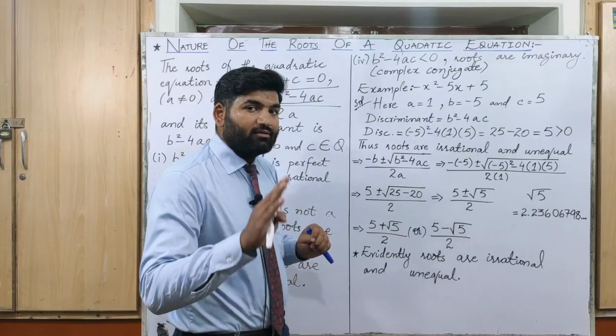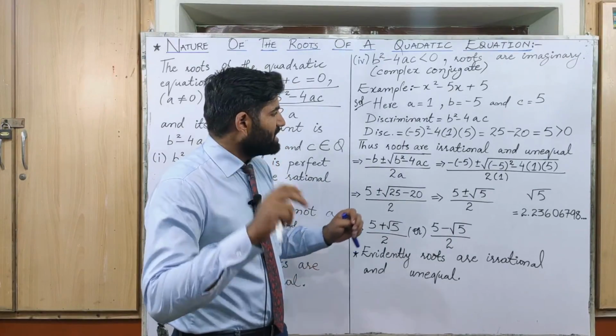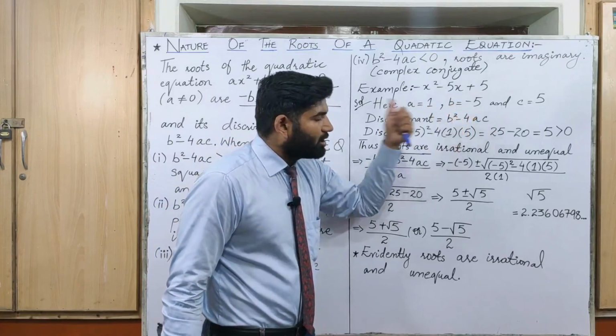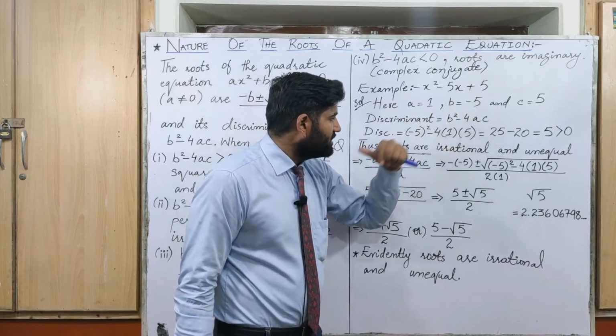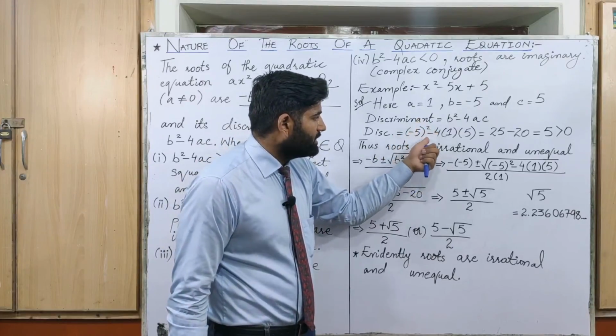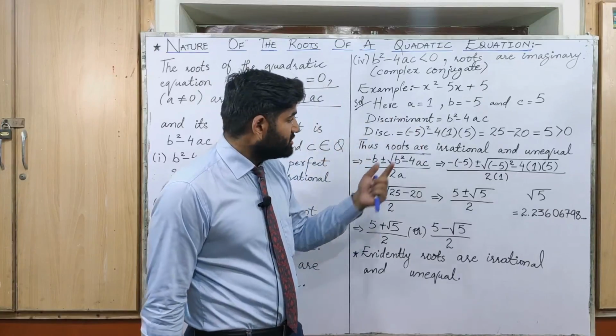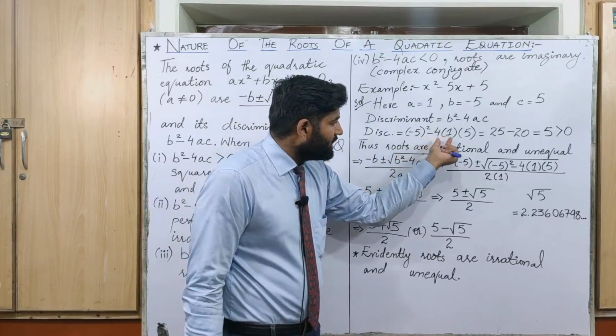Now we are going to use the discriminant to know the nature of the roots for this equation. And what is the discriminant equal to? It is equal to b square minus 4ac. Now putting these values in this formula, the discriminant will be minus 5 whole square minus 4 into 1 into 5, which is b square minus 4ac.